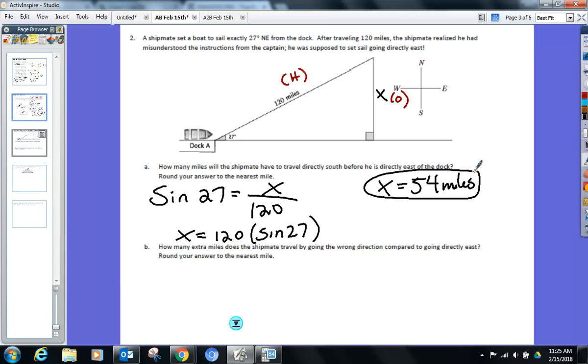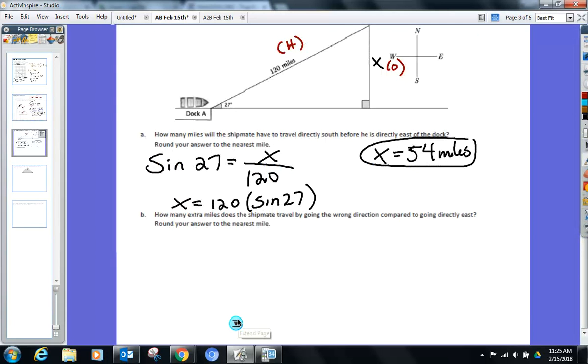We okay? Everyone all right before I move on? Because this is a typical Regents situation where you found one part of it, and now it's going to ask you a secondary one. Okay, what's the next part asking us? Well, how many extra miles did he travel going northeast and south versus just going directly east?